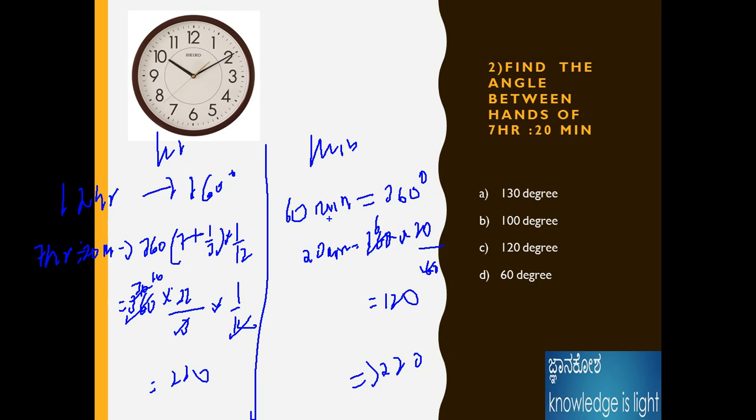Why? Because here we have taken the degree as 360 degrees, because we are taking the whole clock. In the second method we took 1 hour as 30 degrees. Don't get confused about that. For 1 hour I am taking 30 degrees. Here I am taking the whole clock, 60 minutes is equal to 360 degrees. Understand? That's why I am subtracting. 220 minus 120 is equal to 100, which is the answer.